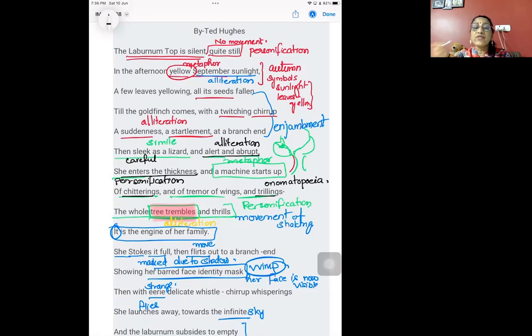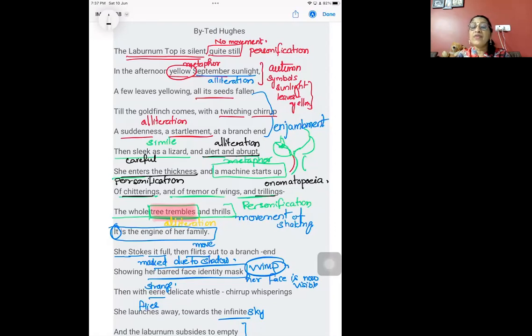She stokes it full. मतलब वो उनको खिलाती पिलाती है, maybe they are hungry, she is with them, and flirts out to a branch end. After her work has finished, उसका काम खत्म हो गया, अब वो branch end की तरफ move कर रही है.